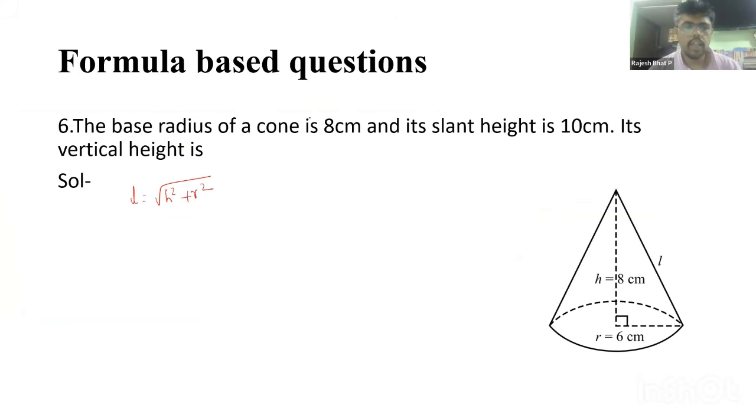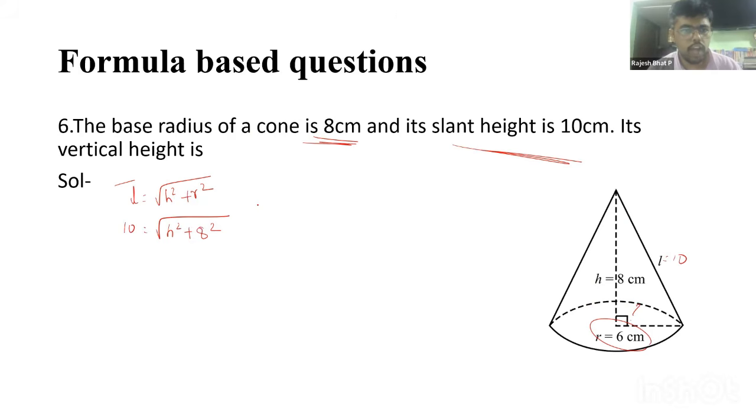r square. Now in this question, they have given a diagram, which is a bit different. The base cone radius is 8, slant height is 10. This is 10. They're asking what is the height. Slant height is 10, radius is 8, so only height needs to be found out.